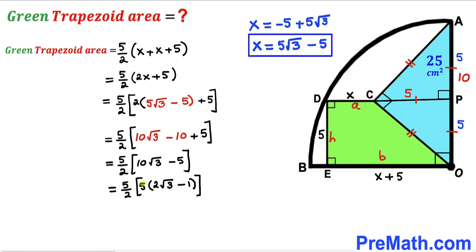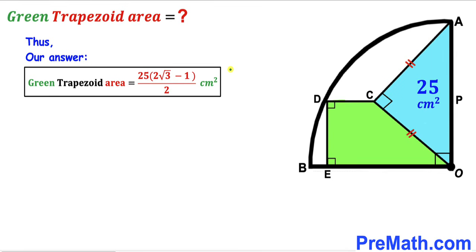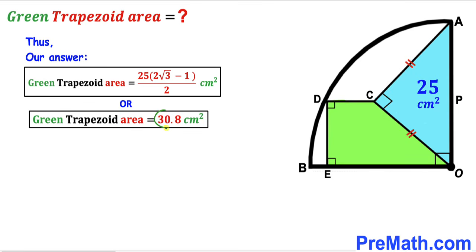And here in this next step I am going to multiply 5 times 5. So therefore this green trapezoid area is going to be 25 divided by 2 times 2 times square root of 3 minus 1 centimeter square. So thus after all the calculations and manipulations, the area of this green trapezoid turns out to be 25 times 2 times square root of 3 minus 1 all over 2 centimeter square. And that is going to be equal to 30.8 centimeter square as well. And that's our final answer.